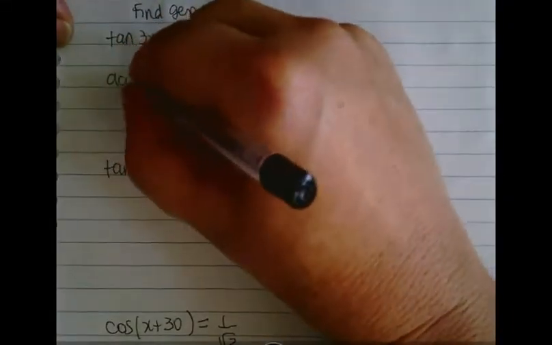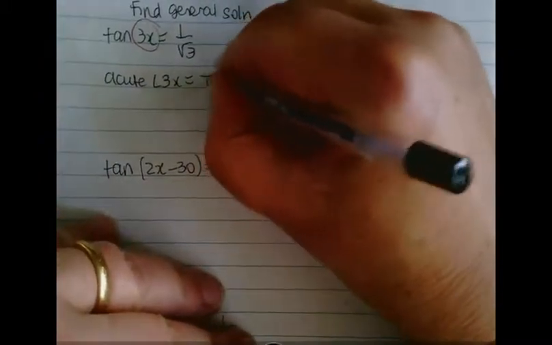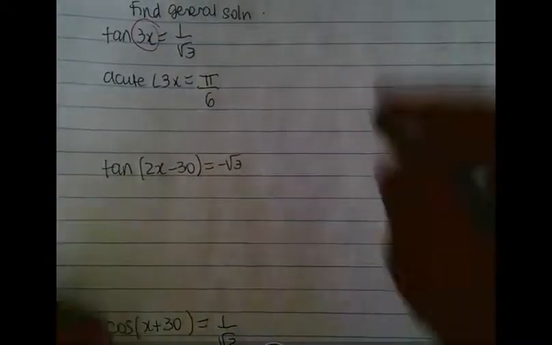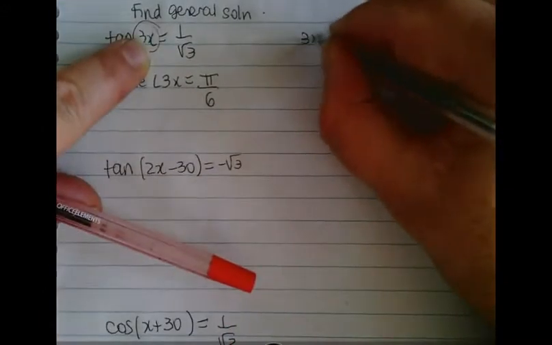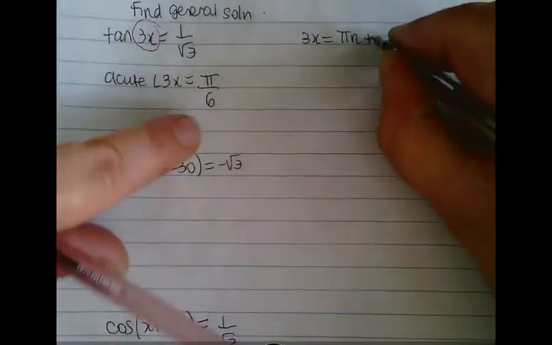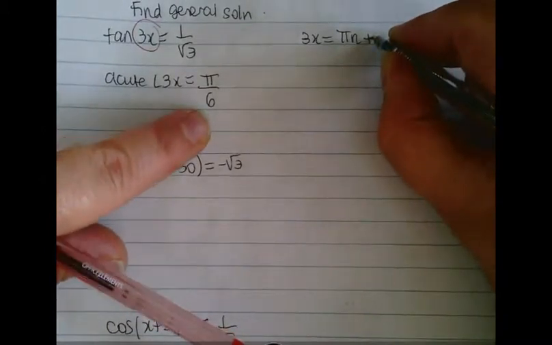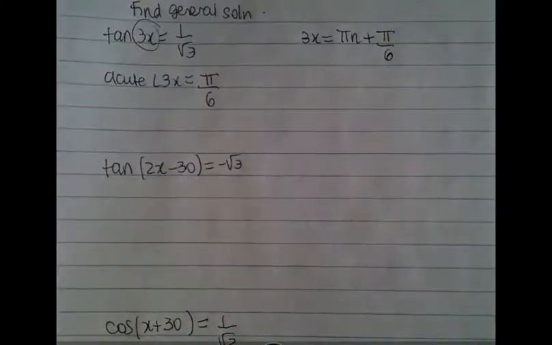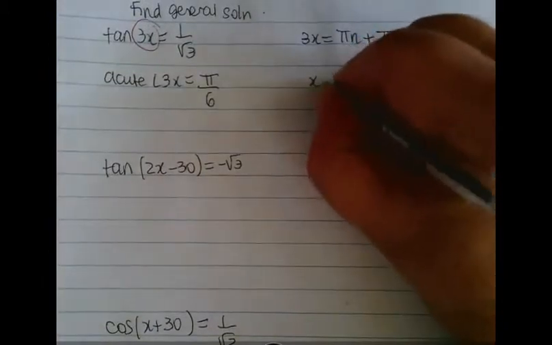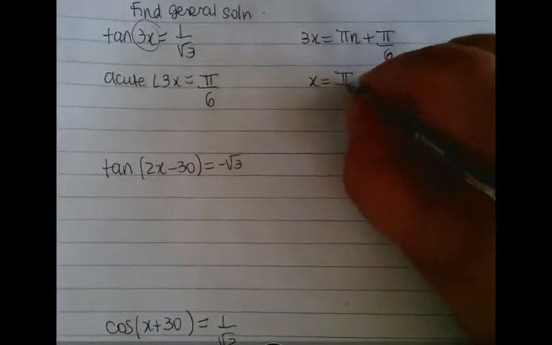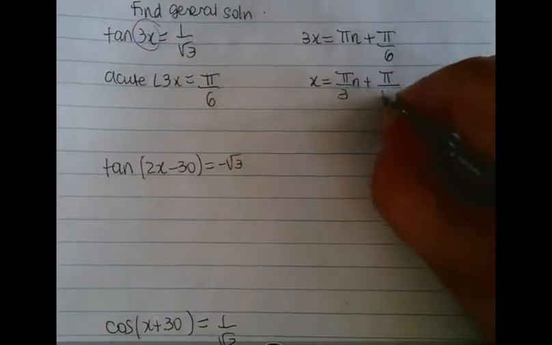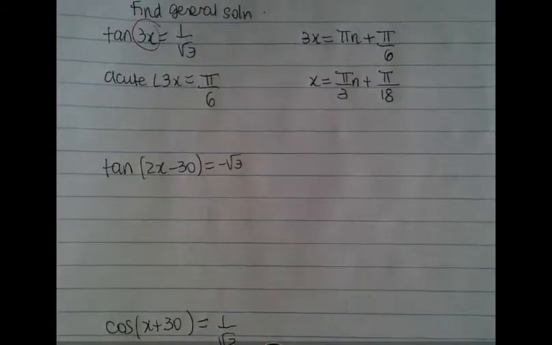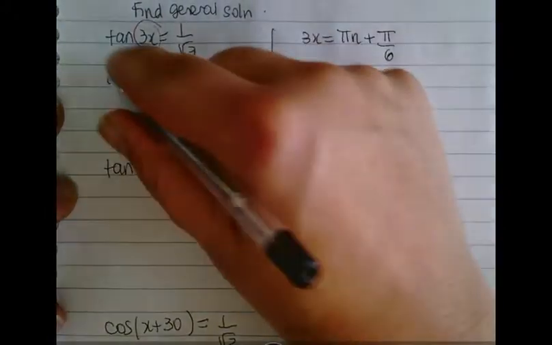Okay, what's my acute angle for 3x? You say to yourself, tan of what is 1 on root 3? Tan of 30, which is pi on 6. So my solution for tan: 3x equals pi n plus alpha, my acute angle, pi on 6. Isn't that it? 180n plus 30, yep. So what do I do now? I divide by 3. So I get pi on 3 n plus pi on 18. So first you do your acute angle.